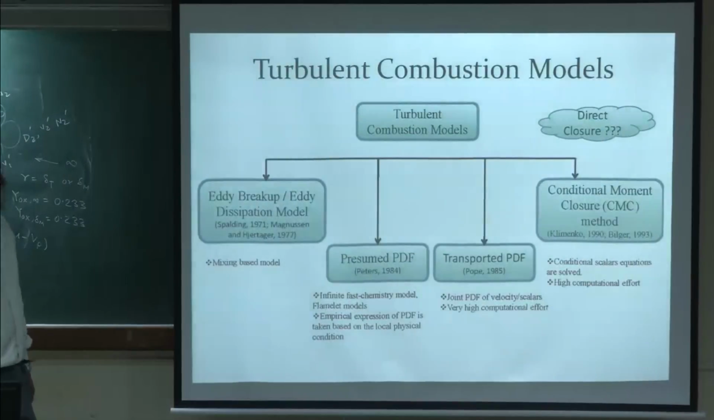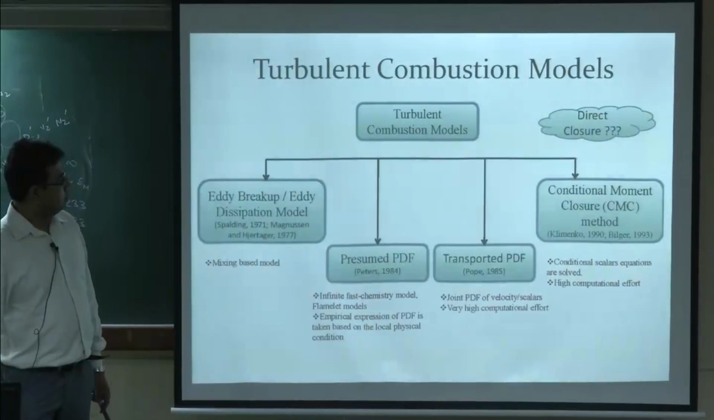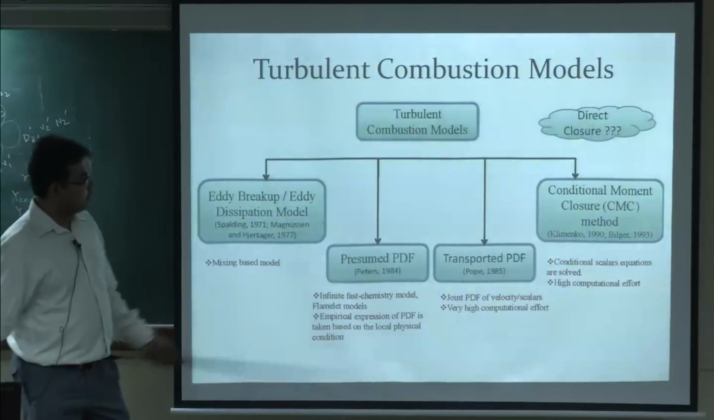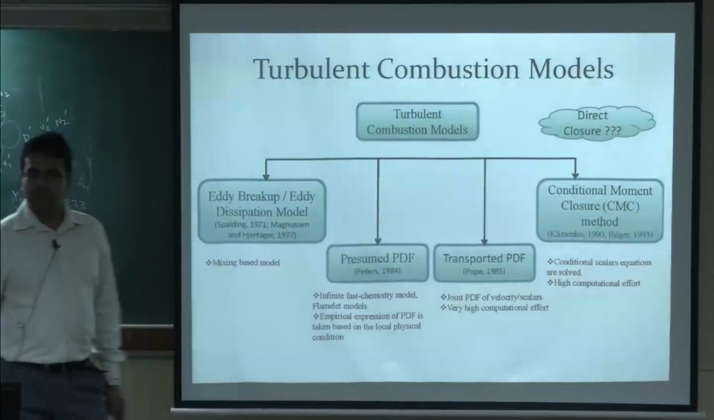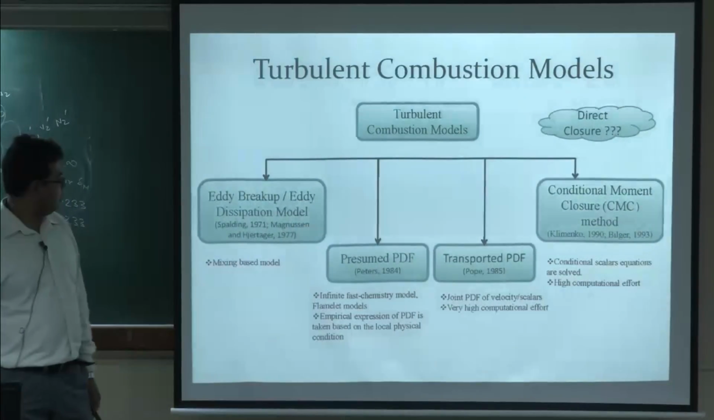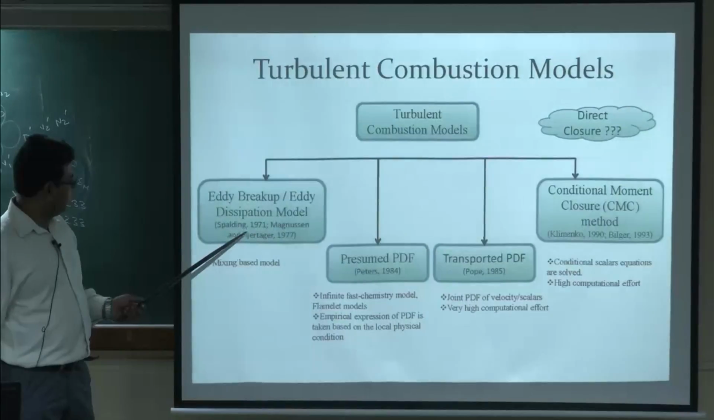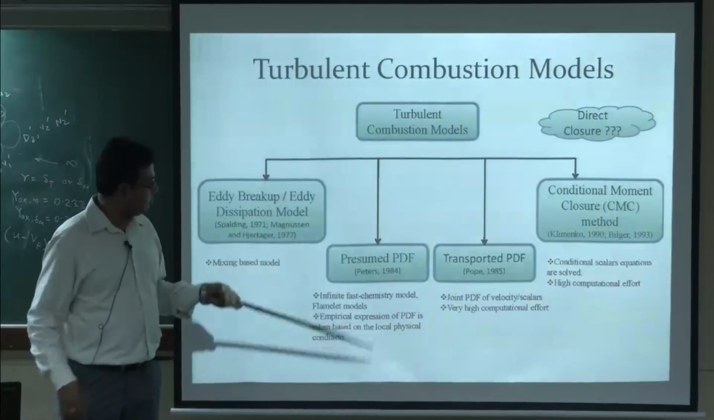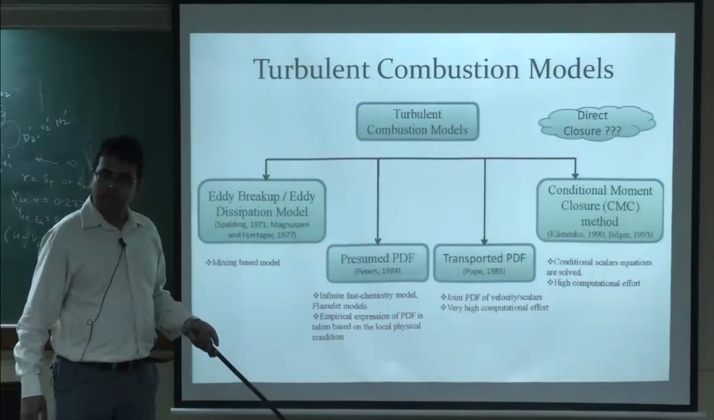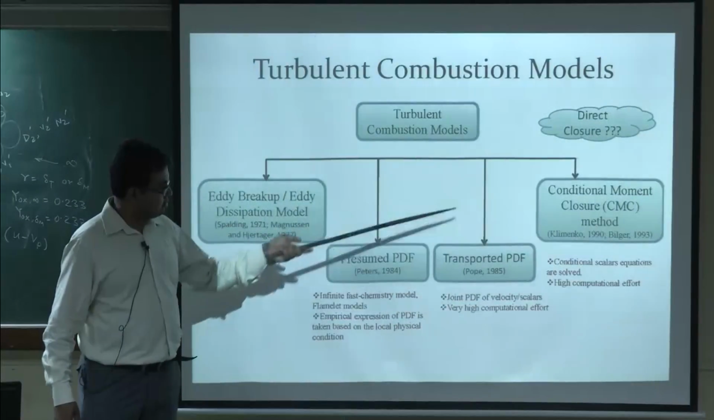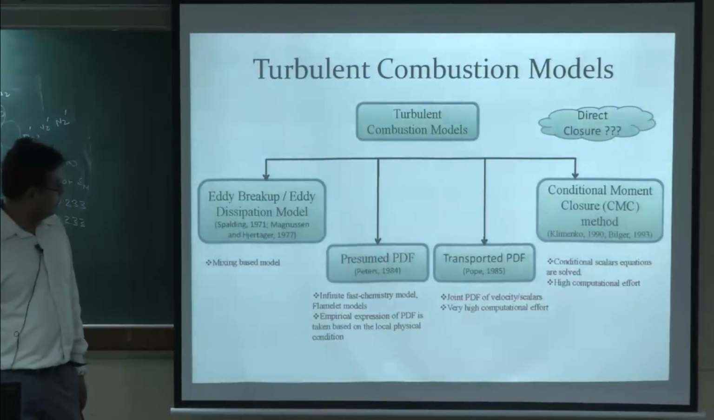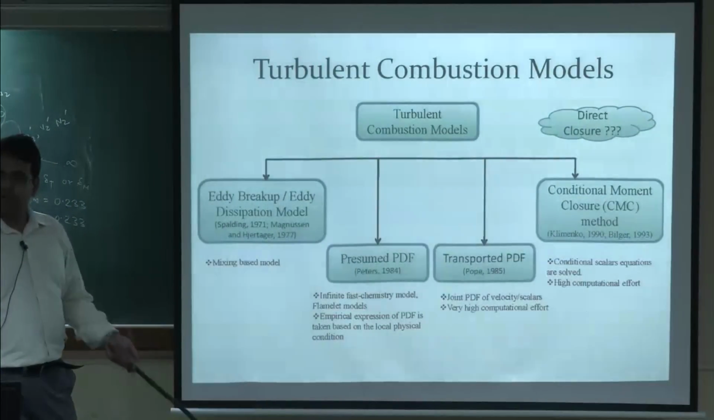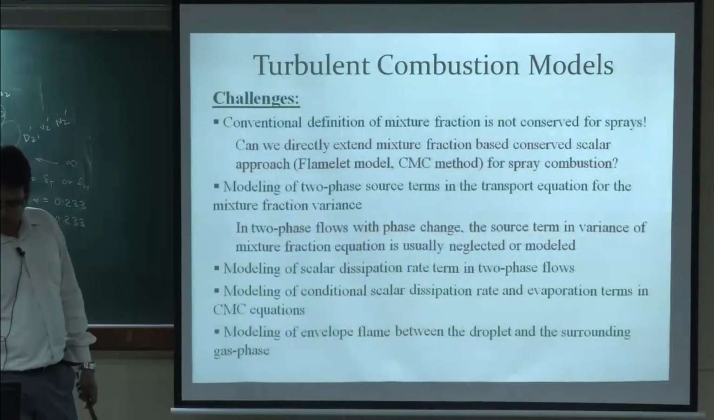Okay, the turbulent combustion models. So so far we have come across different models. So the direct closure is not suitable, right? We have already seen why it is not suitable. Then we can have the eddy breakup or eddy dissipation model. We can have the presumed PDF model. All these models we can employ in our code, in transported PDF and conditional moment closure methods. So they have different complexity, and we have seen how they perform in different cases. So I am not going into the details.